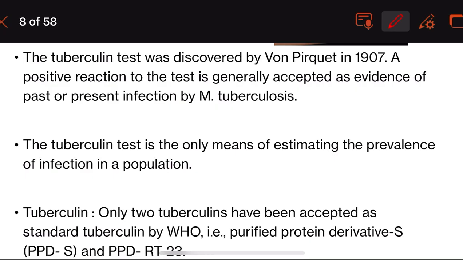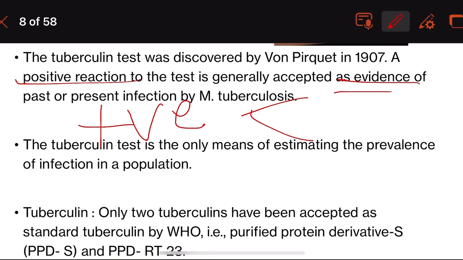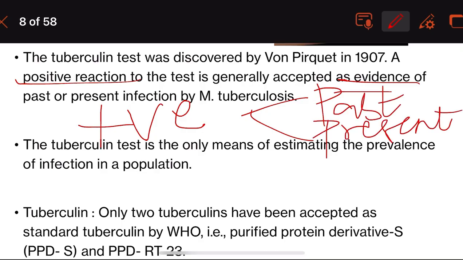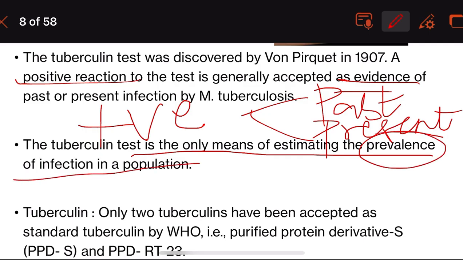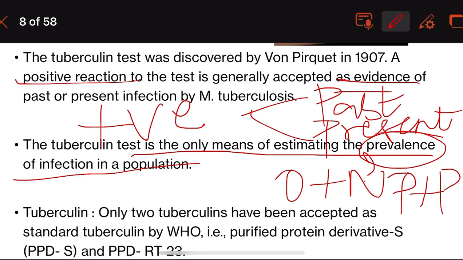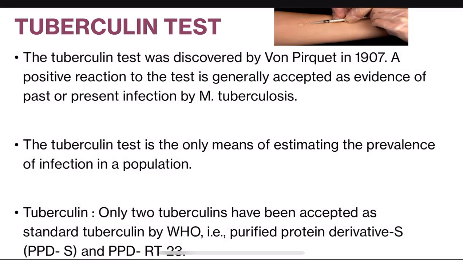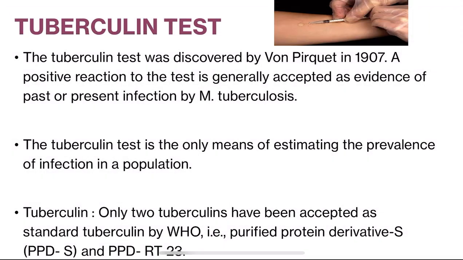So what does the test say? If you have a positive reaction to the test, it indicates two things. It is evidence, a proof, that you either had a past infection or you have a present infection of Mycobacterium TB. The tuberculin test is the only means of estimating the prevalence of infection in the population. So what is prevalence? Old plus new cases. So it shows the past plus present infection, right? So this is the only measure to estimate the prevalence of infection in a population.